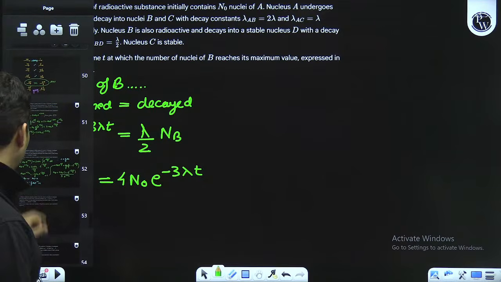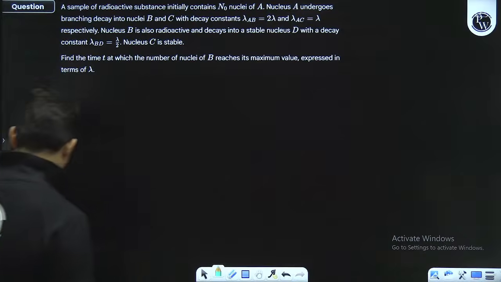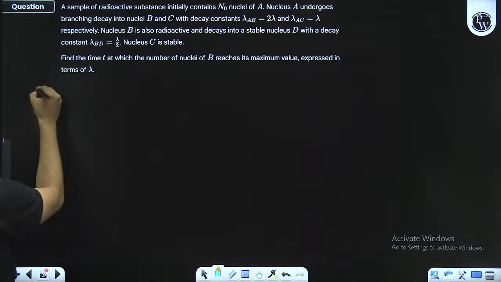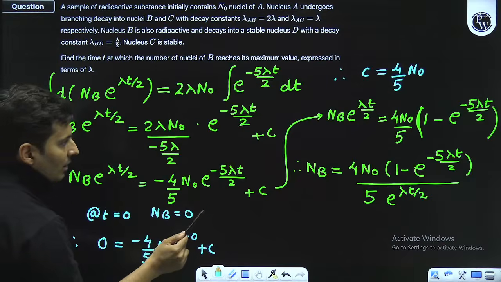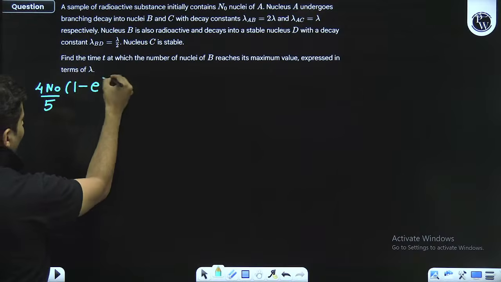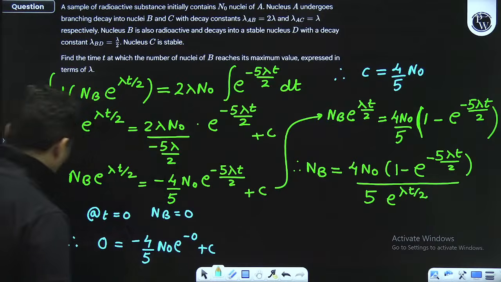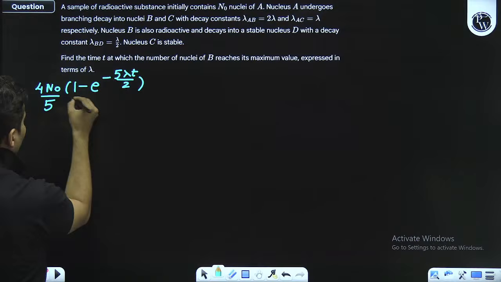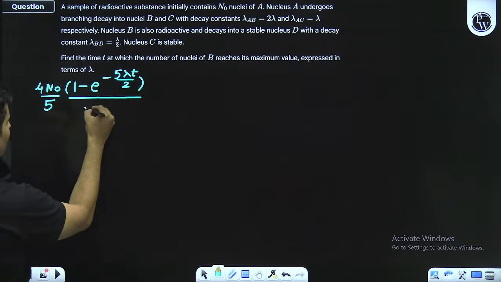So let's write down now. First, let me write down the LHS. So what is the LHS? LHS is this, N_B, 4 n naught by 5, 1 minus e raised to minus 5 lambda t by 2. I'm doing it very slowly because I know I can make silly mistakes. The whole thing divided by, and over here e raised to lambda t by 2.